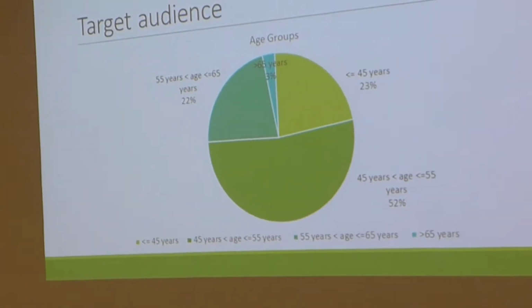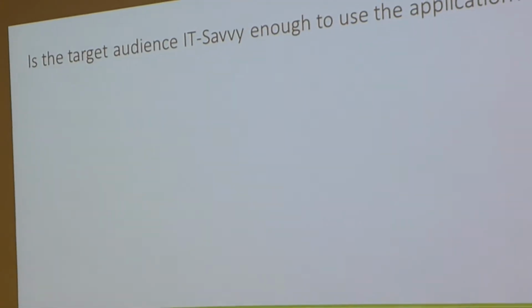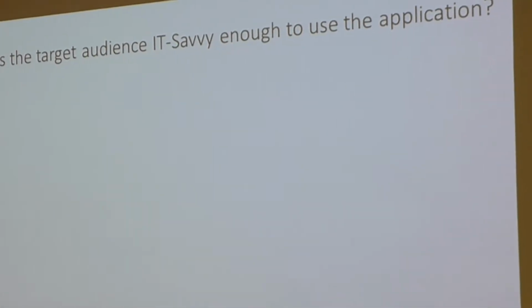Next, our target audience that we did a survey or approached was from the Compassvale Garden Resident Committee, and also around my house area. As you can see from this pie chart, most of them are within the age group from 45 years to 55 years of age. Next, the question now is whether they are IT savvy enough to use this application.